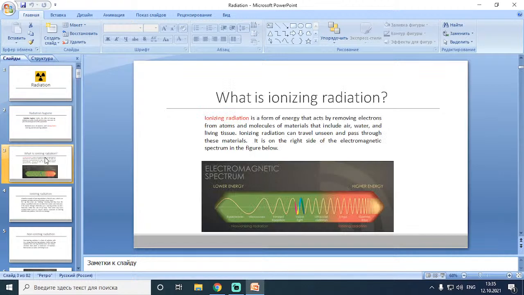What is ionizing radiation? Ionizing radiation is a form of energy that acts by removing electrons from atoms and molecules of materials that include air, water, and living tissue. Ionizing radiation can travel unseen and pass through these materials. It is on the right side of the electromagnetic spectrum in the figure below.